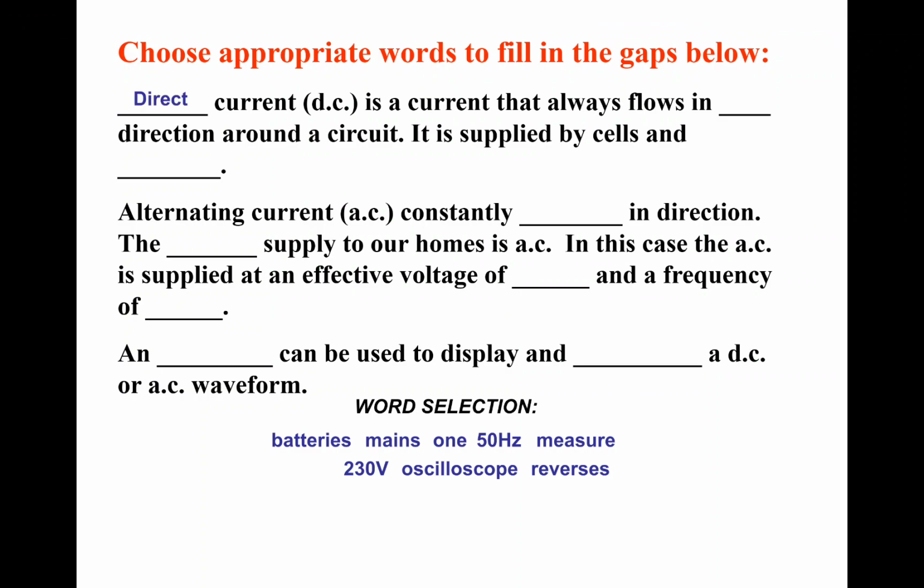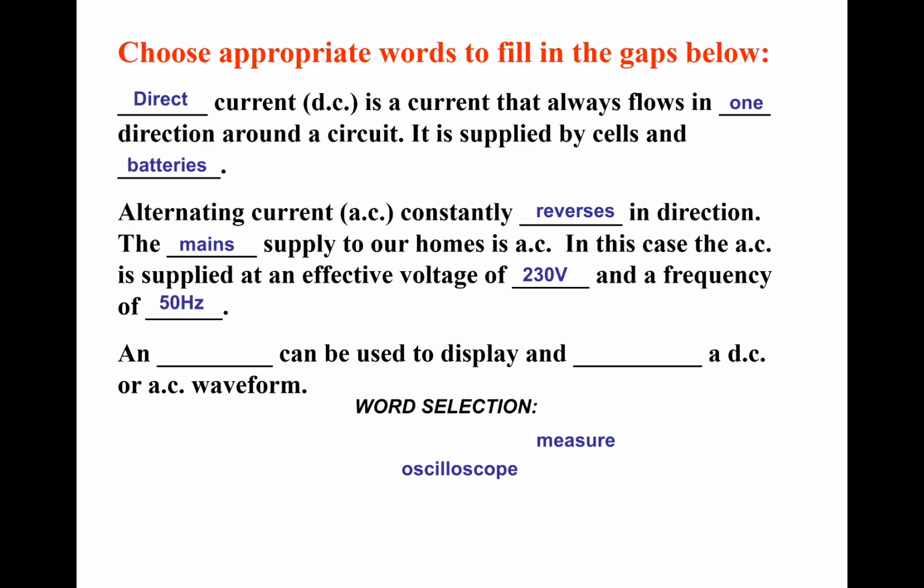So, direct current, DC, is a current that always flows in one direction around a circuit. It's supplied by cells and batteries. Alternating current, AC, constantly reverses in direction. The mains supply to our homes is AC. In this case, the AC is supplied at an effective voltage of 230 volts and a frequency of 50 Hz. An oscilloscope can be used to display and measure a DC or AC waveform.